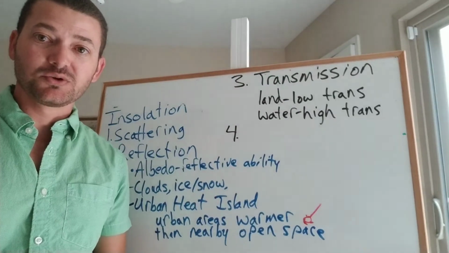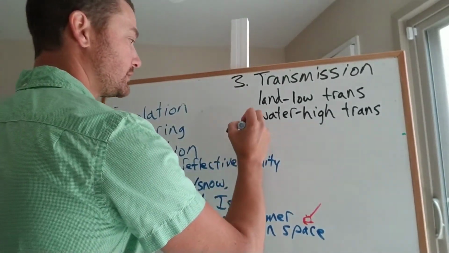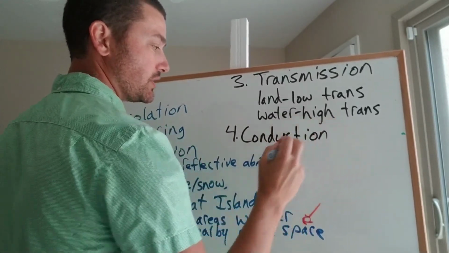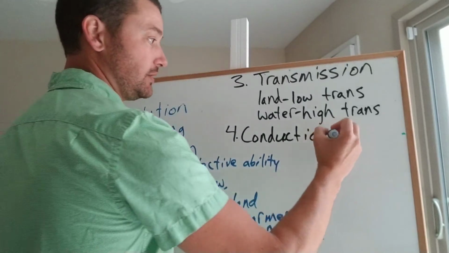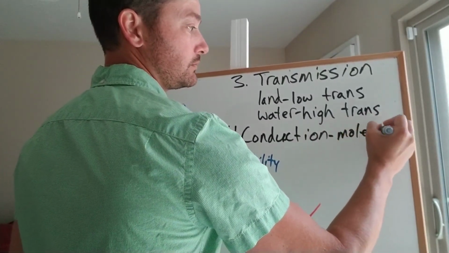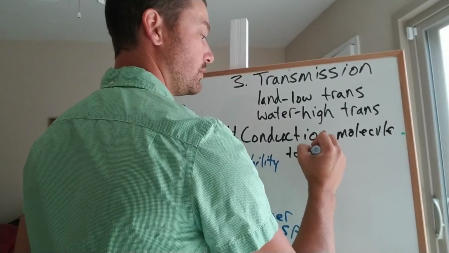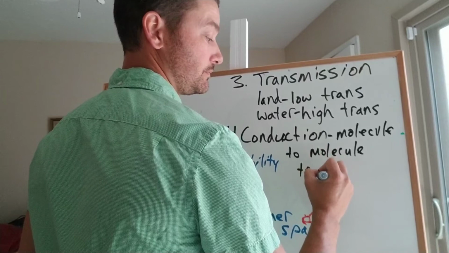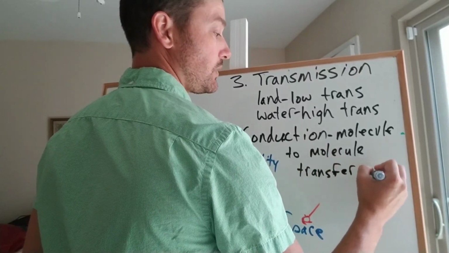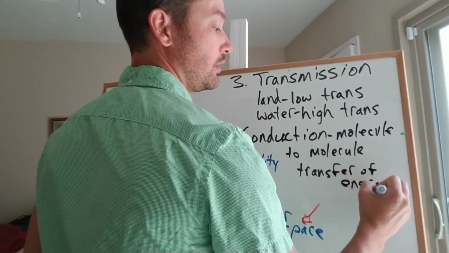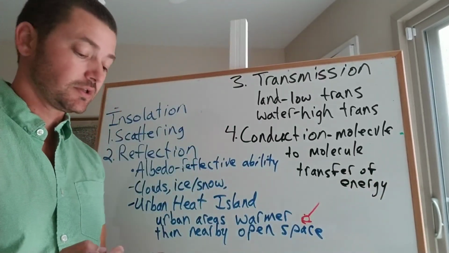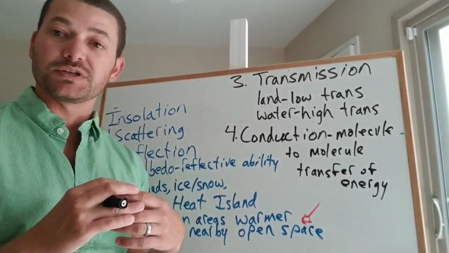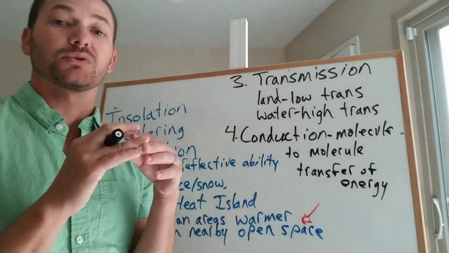Last thing that happens to incoming solar radiation, number 4, is conduction. Conduction is the molecule to molecule transfer of energy. So when one molecule is warmer than another, energy is going to pass between those two molecules until they're the same temperature.